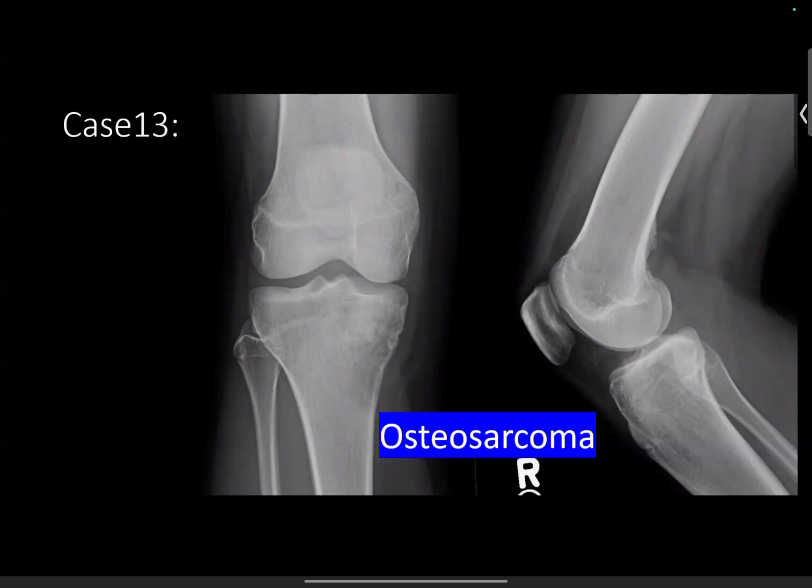DDX for tumors with marrow edema, someone asks. Langerhans histiocytosis, chondroblastoma, osteoid osteoma, and infection. Those are the ones I always think about.